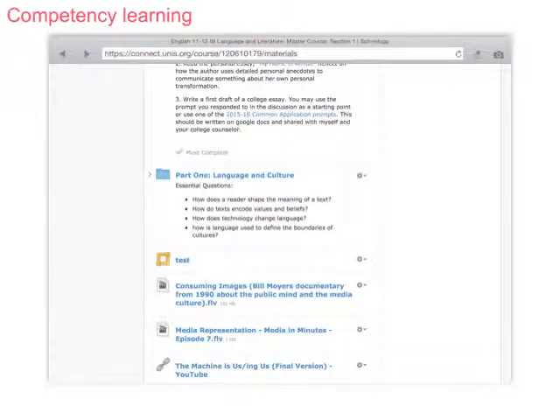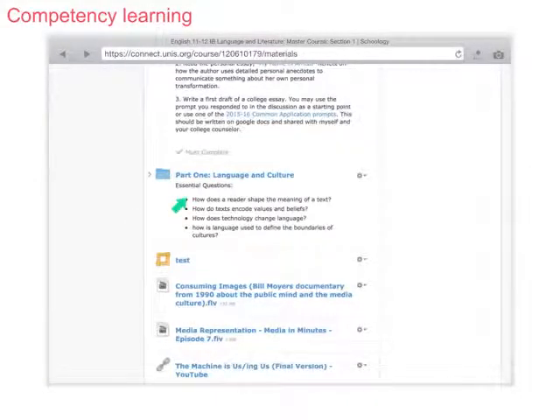The next standard is competency learning. Here, I want students to be able to grasp certain key concepts in language and literature. And so at the beginning of the course, right on the folder, I have 4 questions. They all come from the IB Language and Literature Guide.